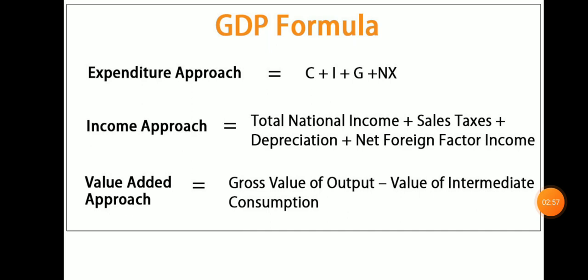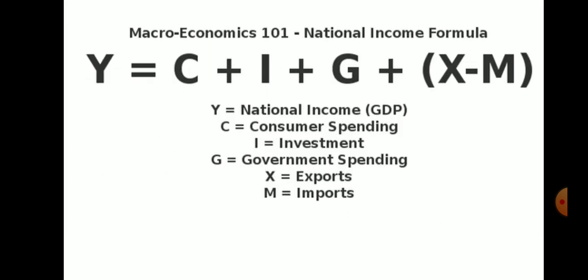Well, we'll see the GDP formula. The expenditure approach is C plus I plus G plus NX. Here is your income approach: the total national income, sales tax, depreciation, and net foreign factor income. And the third one is the value added approach. All three denote how to calculate GDP, the methods of approaching GDP. This is a formula to get national income.